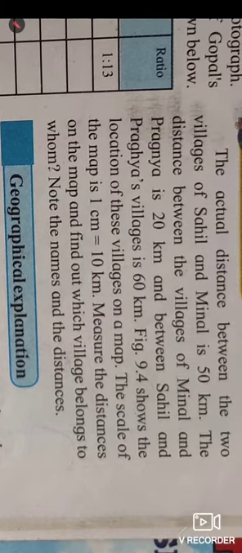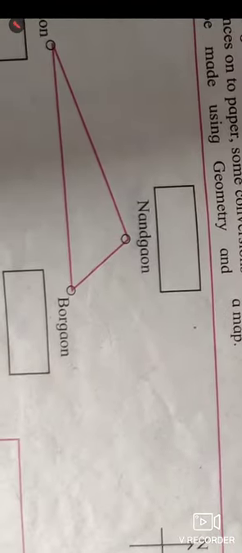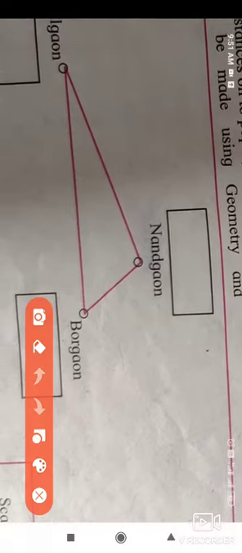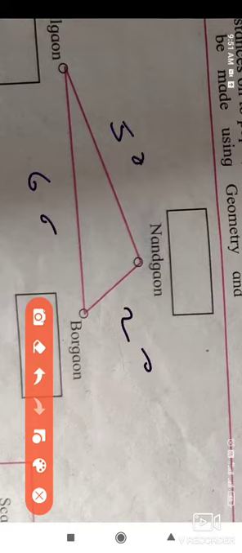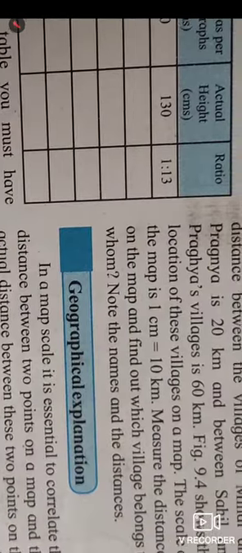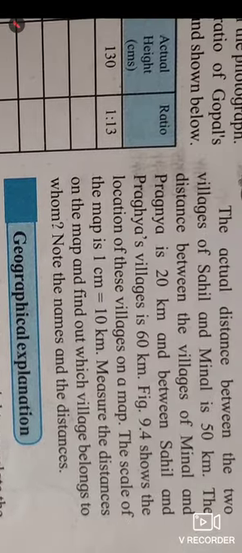So here Sahil and Meenal have 50 kilometers. This is 50 kilometers, this is 20 and this is 60. Here is the 50 kilometers, here is the 20 kilometers. The 50 kilometers was between Sahil and Meenal, and Pradnya.